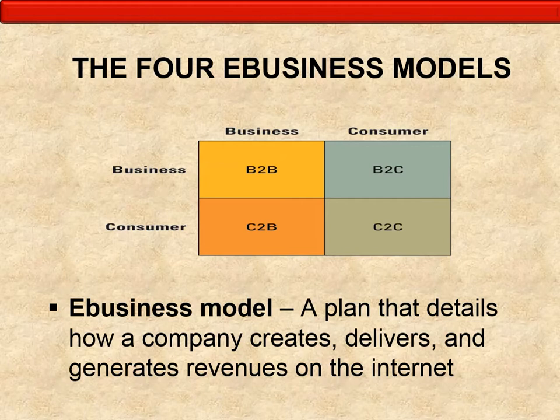You have business to business, which the acronym is B2B. You have B2C, which is from business to the consumer. You have consumer to the business, and then you have consumer to consumer. These e-business models are plans that detail how a company creates, delivers, and generates revenue on the internet.